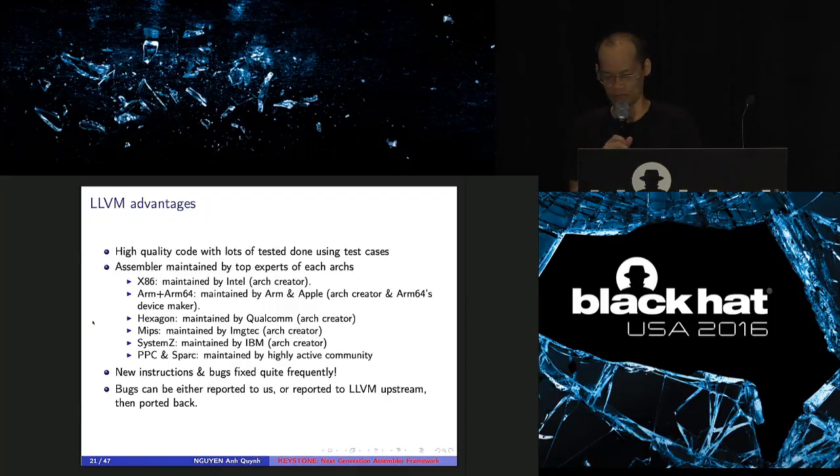Forking LLVM to build Keystone has many advantages. First one, code quality is very good. LLVM is a very nice project done by professional developers. Assemblers inside LLVM are maintained and developed by top experts from each architecture. Like x86 maintained by Intel. ARM, ARM64 maintained by ARM and Apple. Hexagon maintained by Qualcomm. MIPS maintained by IMG Tech. SystemZ maintained by IBM. All those CPU vendors do support assemblers for those architectures inside LLVM. And Sparc and PowerPC are developed and maintained by a very active community.